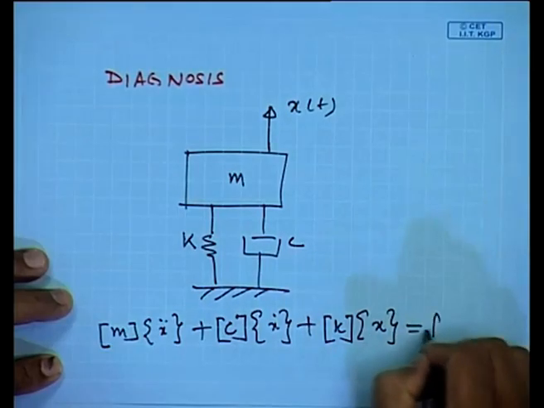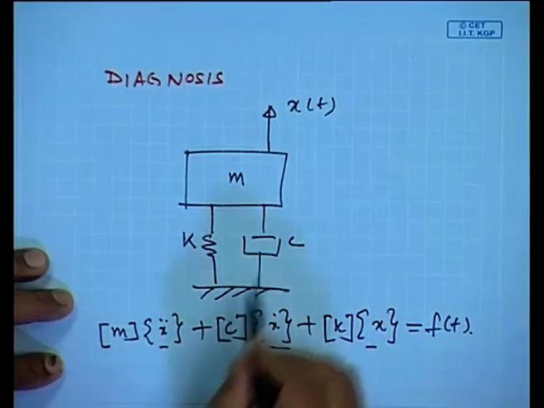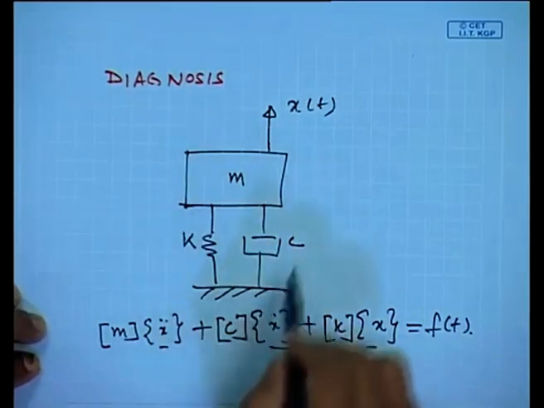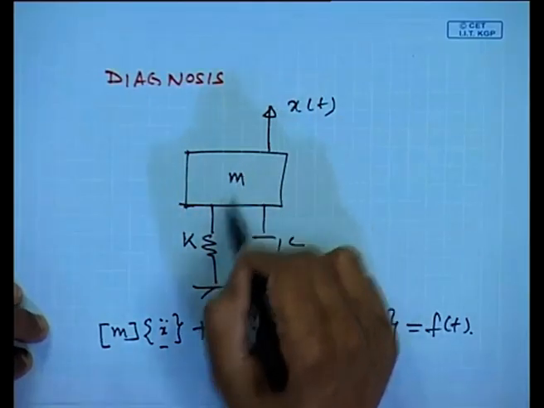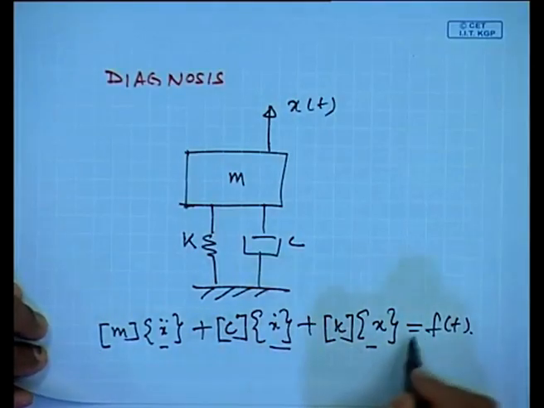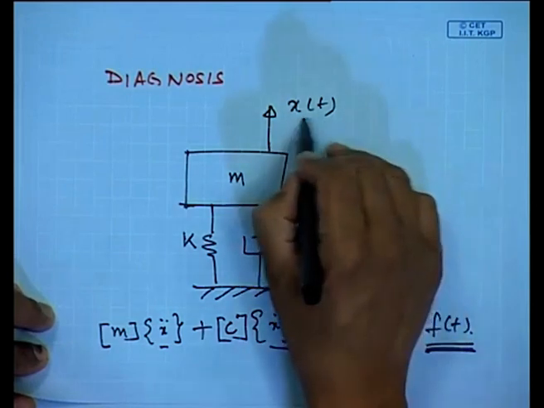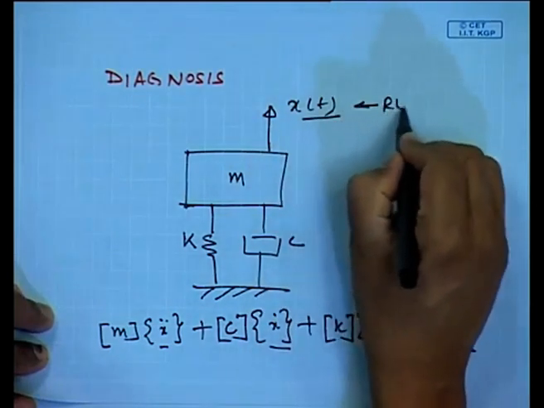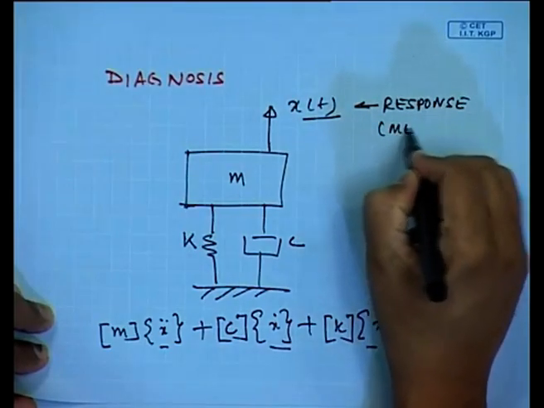And because of some force, I am going to get a response, though I have written it as a vector and shown a single degree of freedom system, but you could generalize that to a system having a lot of m's and k's and c's, and it can be written in such a matrix form. And this force is what is creating the response, which is measured.